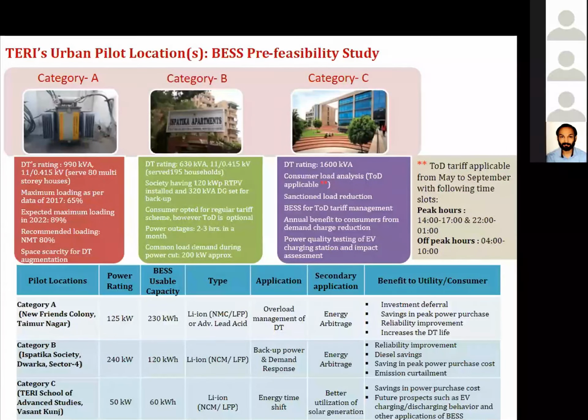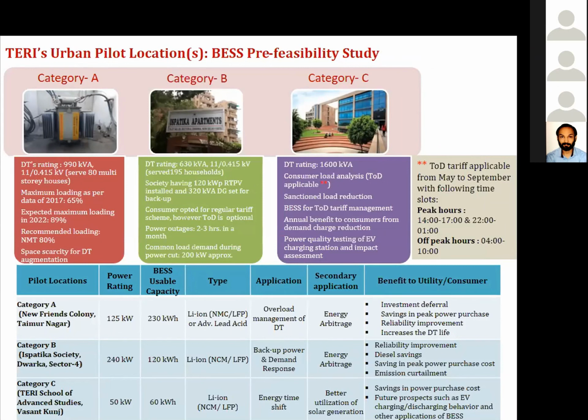These are the categories A, B, and C. Under category A, the DT rating is 990 kVA, and the maximum loading we have seen from the data for 2017 is 65%, and the expected maximum loading in 2022 is 89%.